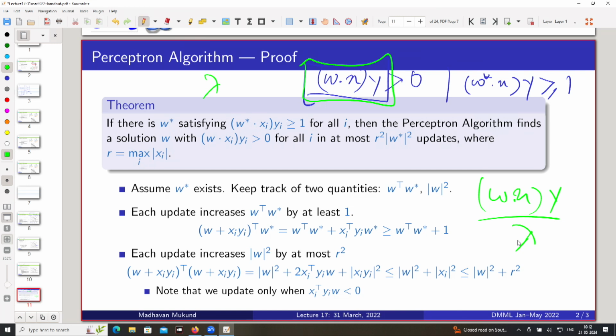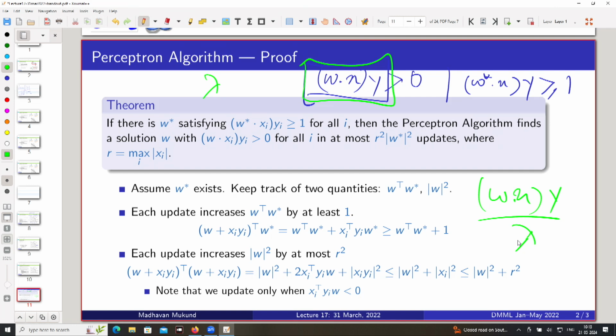Yi is just a number, so I will pull it out here: 2 yi times x dot W. Because the point was misclassified, this quantity is less than 0. It's negative. Earlier we were assuming that everything is being correctly classified, which is why that was positive. Because it's not being correctly classified, this is a negative quantity.